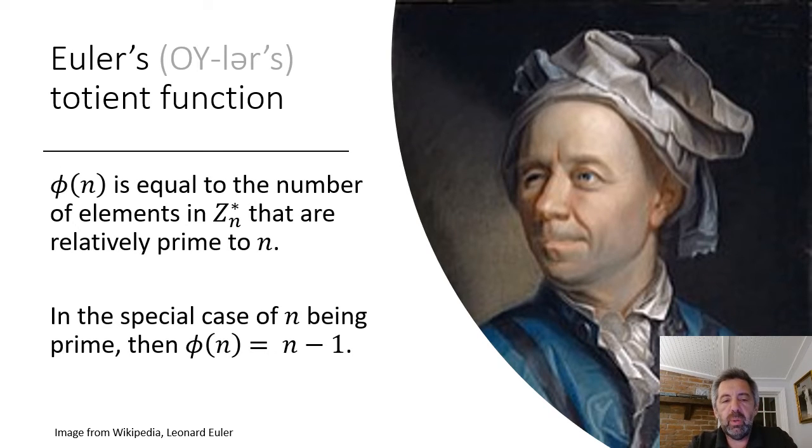We need to use Euler's totient function, phi of n, which is equal to the number of elements in Z star n that are relatively prime to n. In the special case of n being a prime, then phi of n is equal to n minus 1, because obviously n is prime, so all of the numbers up to n will not divide into n.